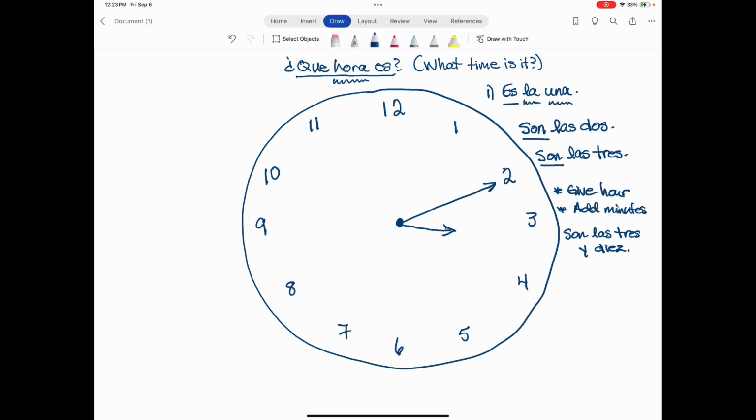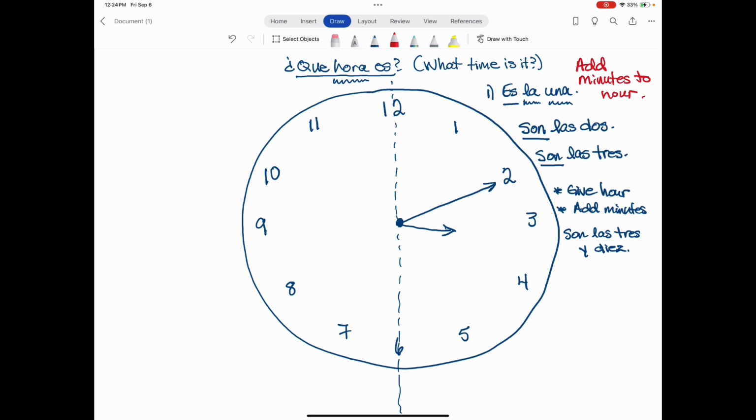Now, that's what you do whenever your big hand is on the right-hand side of the clock. Whenever the big hand is anywhere between the 12 and the 6, this is what we're going to do. You can call this our plus zone, okay? So this is where you add minutes. I'm going to put in red up at the top, add minutes to hour.